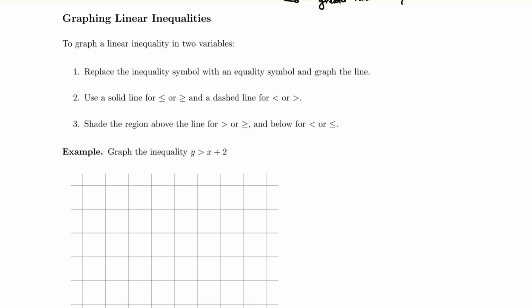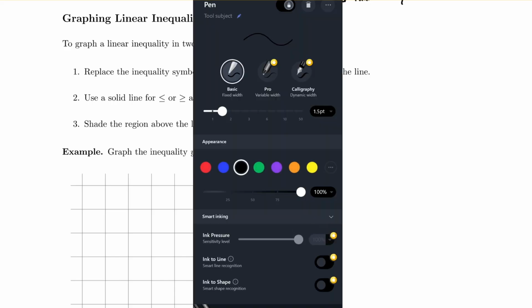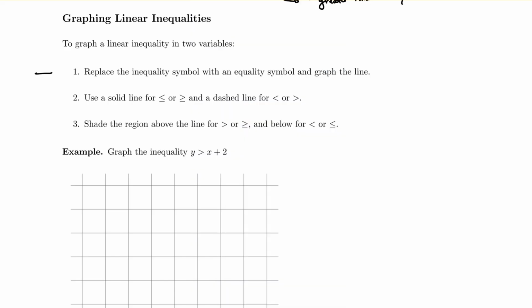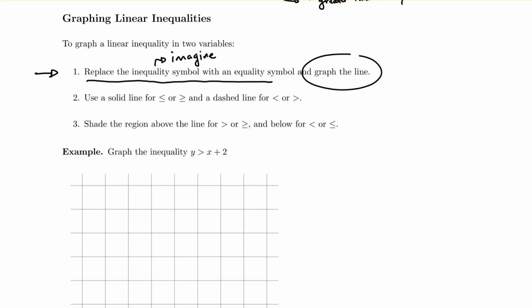So in graphing these linear inequalities, we've got 3 steps to follow. And the good news is the first step is just do what we did in previous videos. I encourage you to, in your mind, replace the inequality sign with the equality. So this is just kind of an imagine. Don't actually write over it because you do need to see what was originally written, but just imagine in your mind and then graph the line following our previous notes.